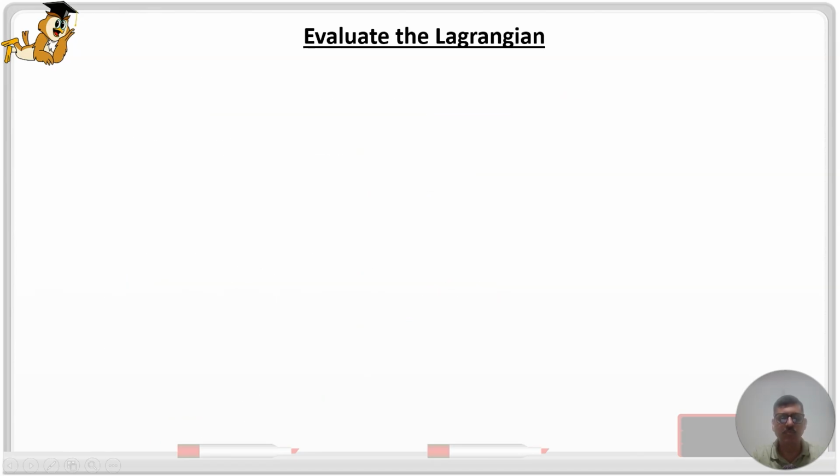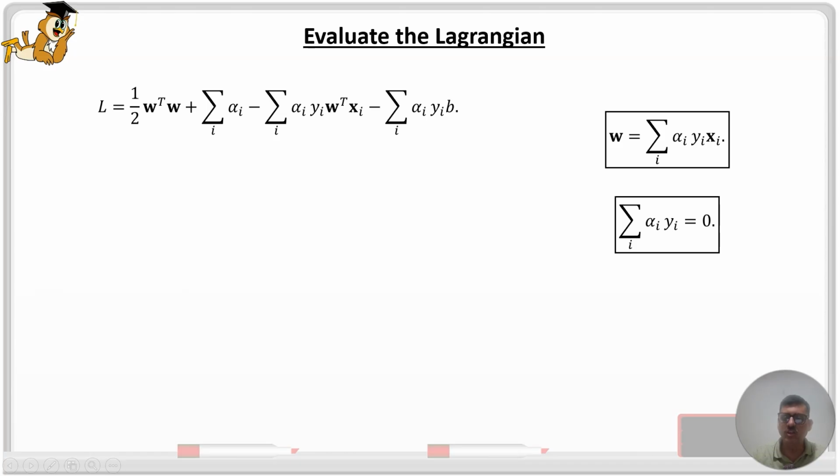Let's move on. So with the equations that we now have at our disposal based on the 4 conditions, let us re-evaluate the Lagrangian, right? So this was your Lagrangian. These were your stationary conditions, right? Stationarity: when you took a partial derivative with respect to W, equated it to 0, you got this. When you took partial derivative with respect to B, equated it to 0, you got this, right?